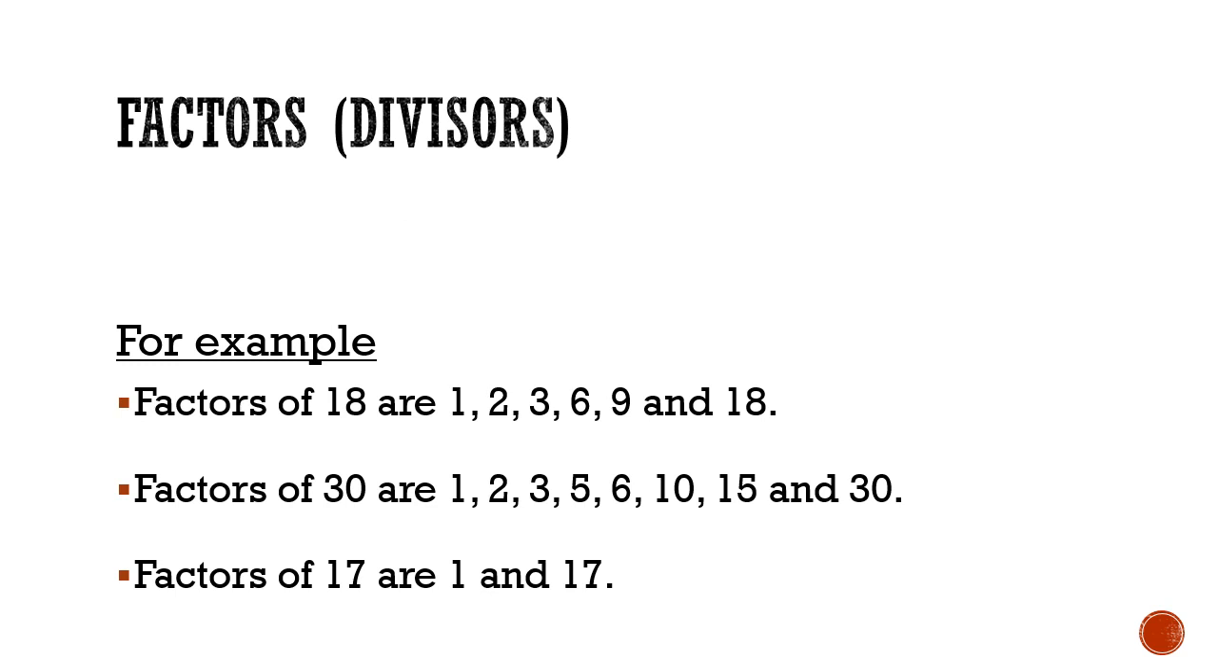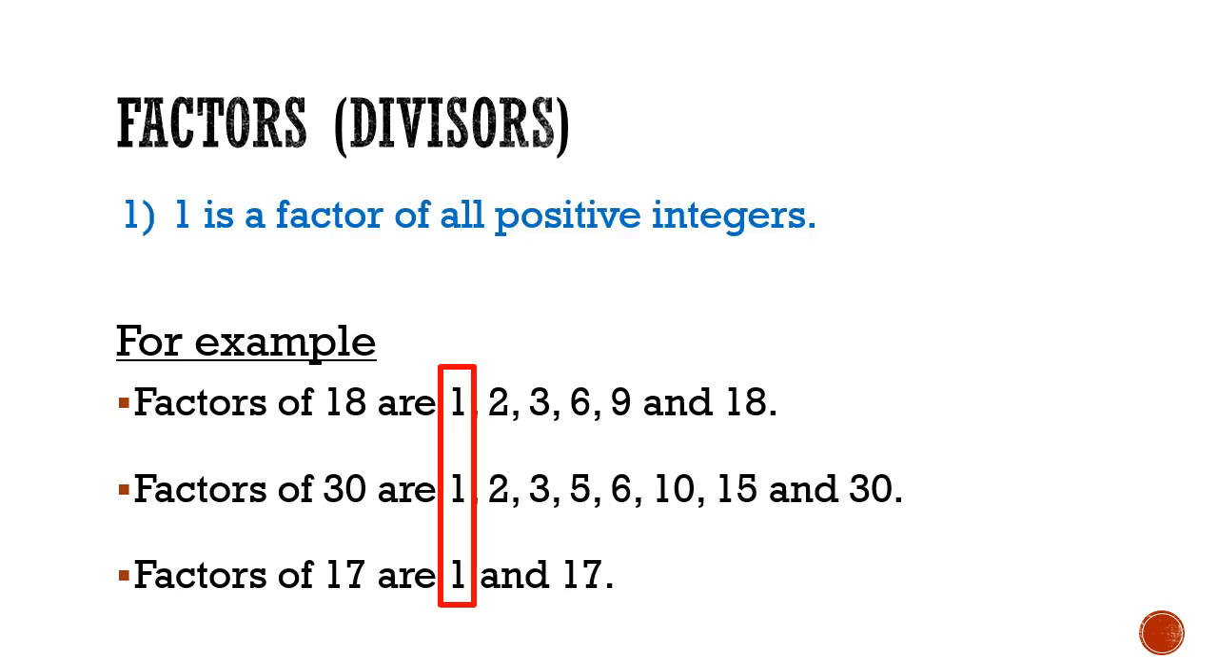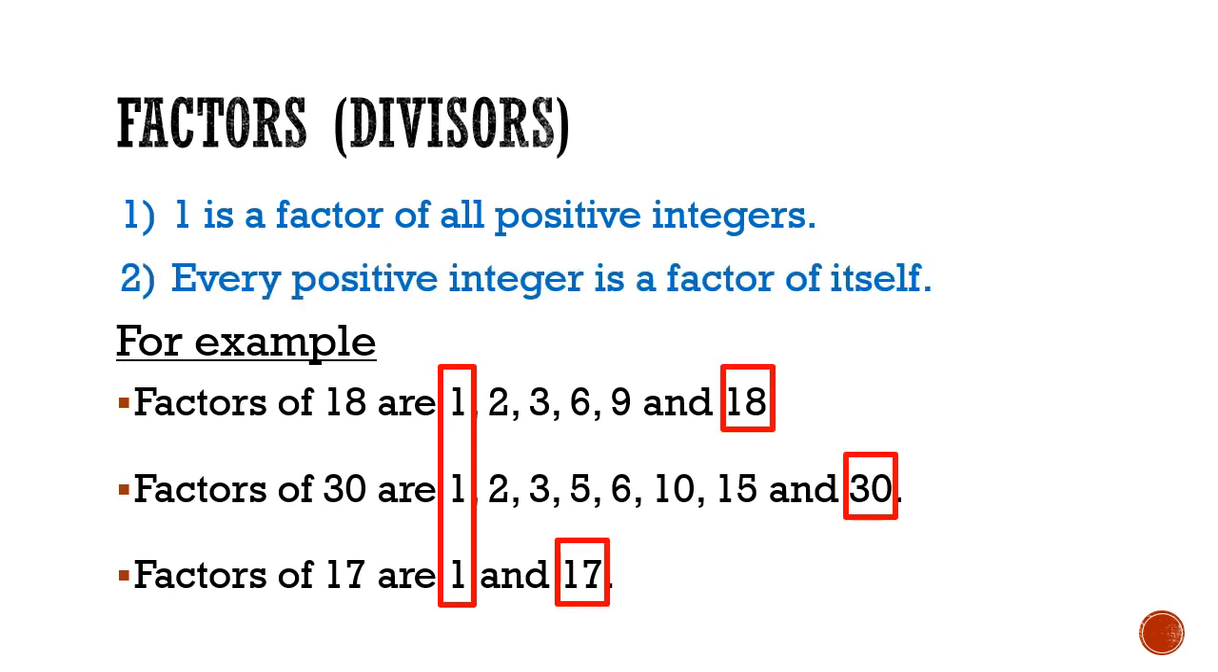From these 3 examples, we can make 2 generalizations. First, that 1 is a factor of all positive integers. And second, that every positive integer is a factor of itself.